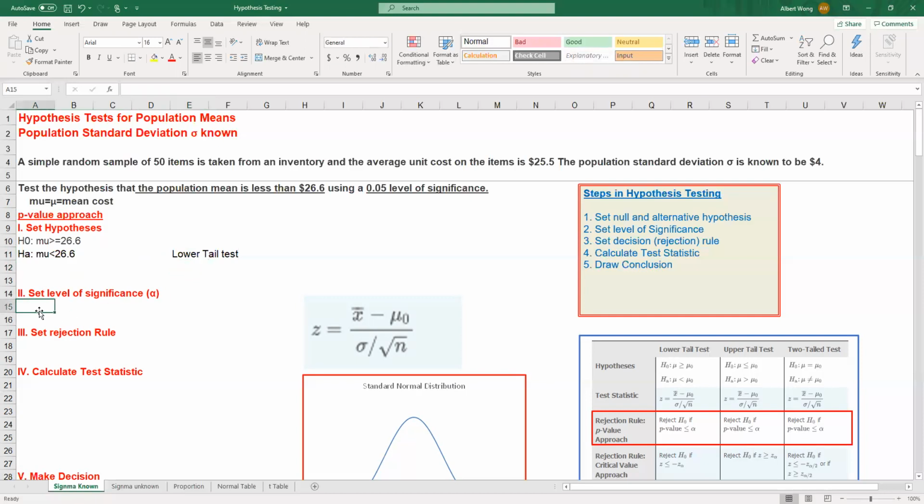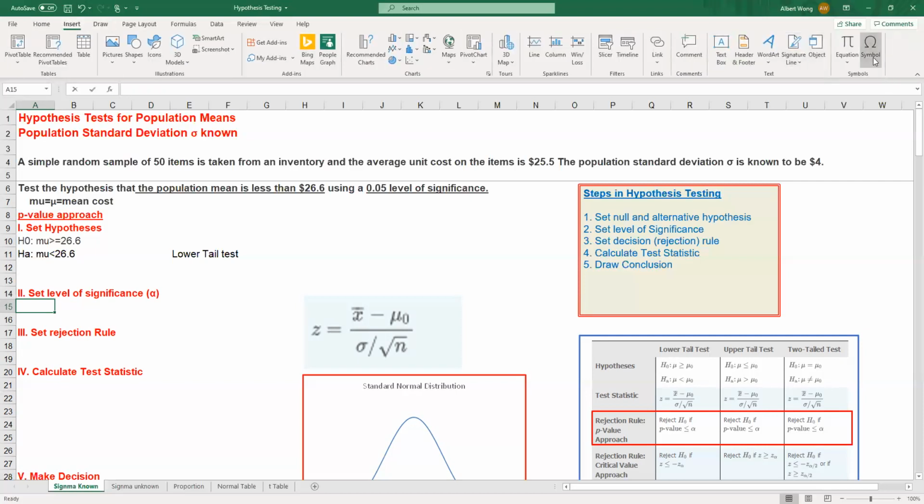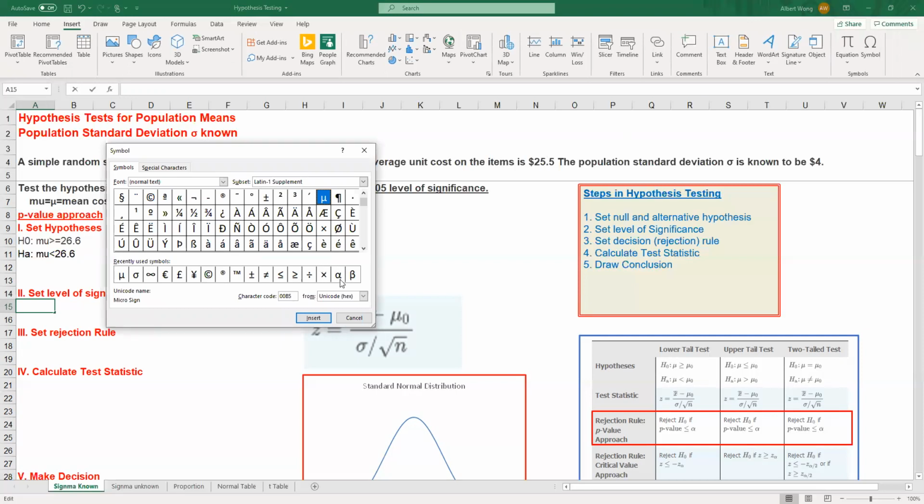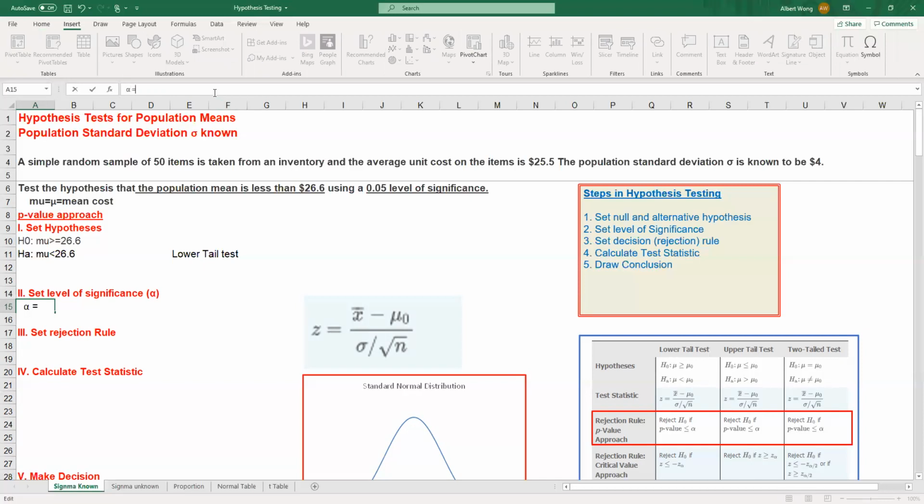Now, the second step is to set the level of significance. In this case, the level of significance is given to us, and usually we use the notation alpha. So alpha in this case is equal to 0.05, so there is nothing to it because usually alpha is given to you in a question. The third step is the decision rule. This is how we're going to make the decision. In hypothesis testing, the decision rule is also called the rejection rule. For the p-value approach, the decision rule is always the same.